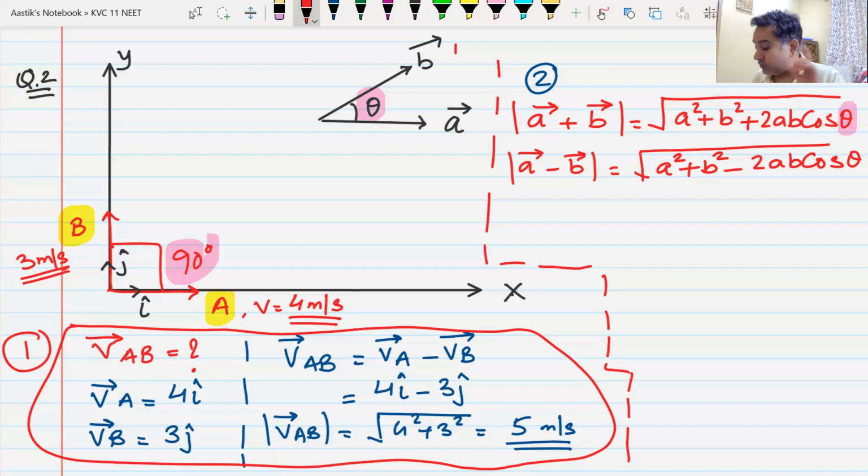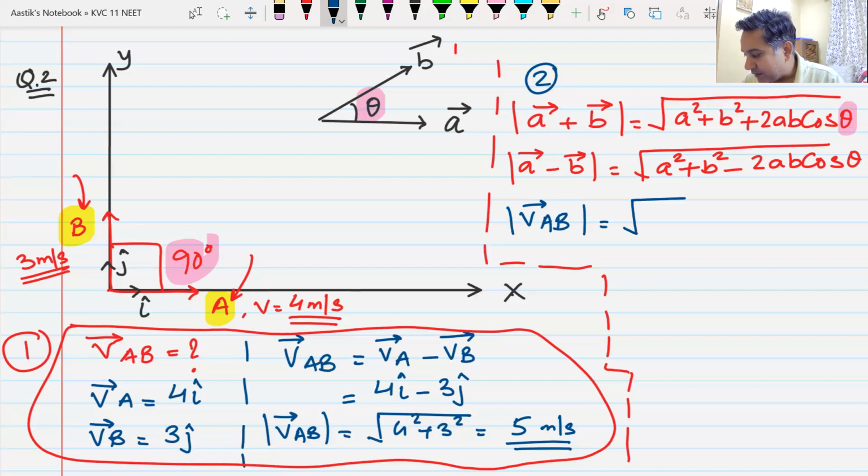Here you have to find out A vector minus B vector. Yes or no? A vector was 4 along I and B vector was 3 along J. You could have straight away found out the magnitude of the relative velocity of A with respect to B, and the magnitude of A plus B would have been, tell me the formula. A vector is 4, so 4 square, yes or no?